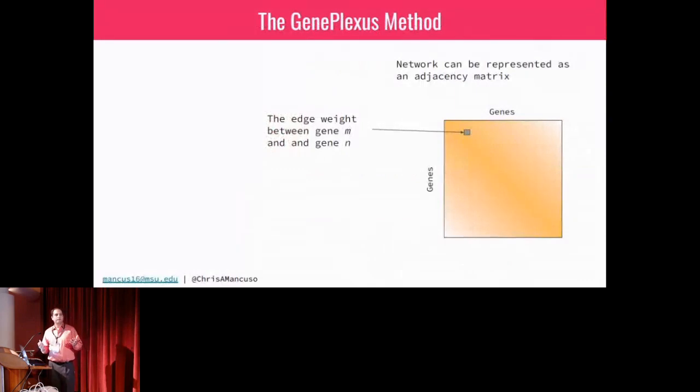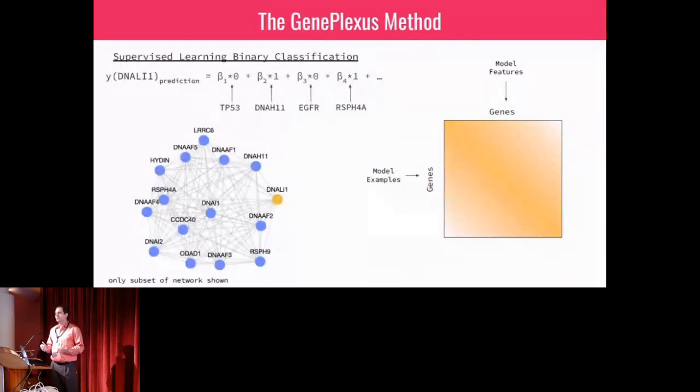So we built a web server based off of a method that we extensively benchmarked. The method basically is, you can represent a network as an adjacency matrix, where the rows are genes and the columns are genes, and a square in the matrix is the weight between gene M and gene N. And what we do is build a simple linear logistic regression classifier.